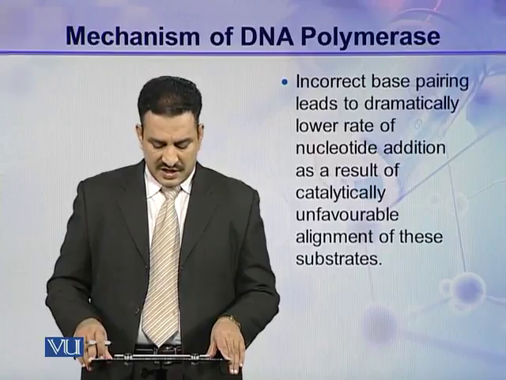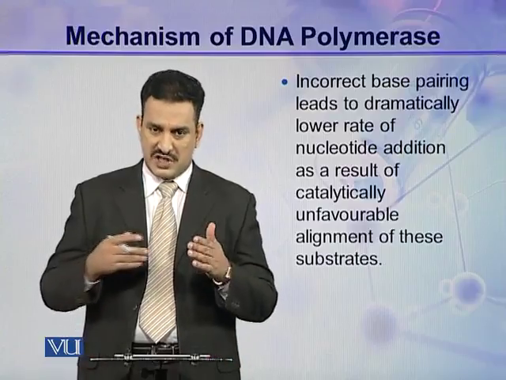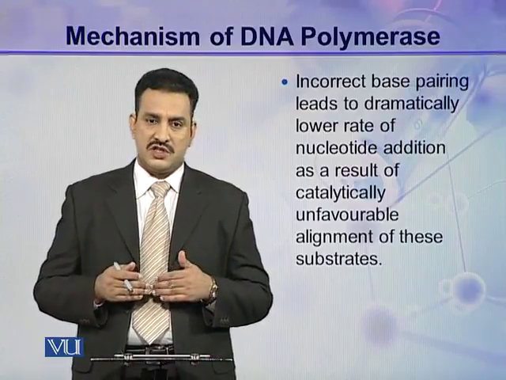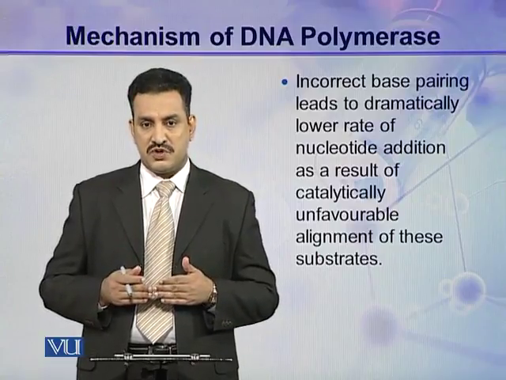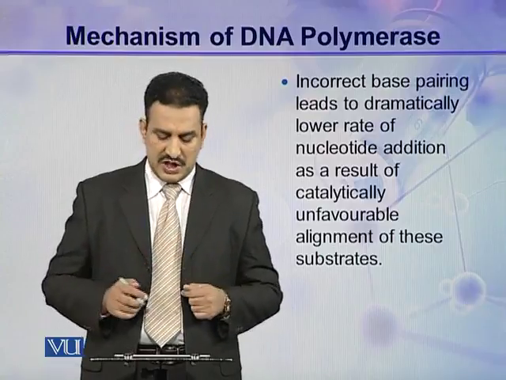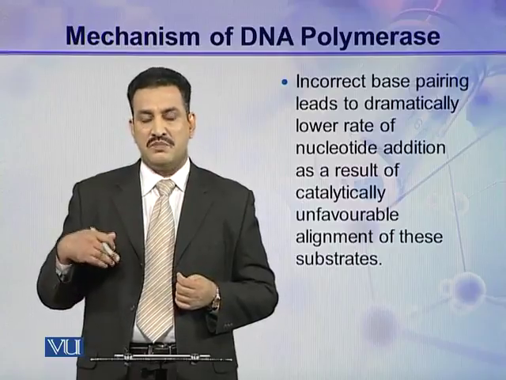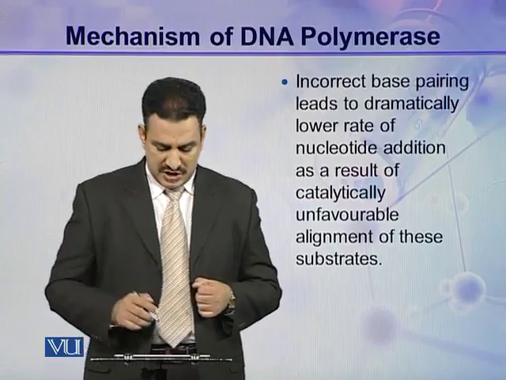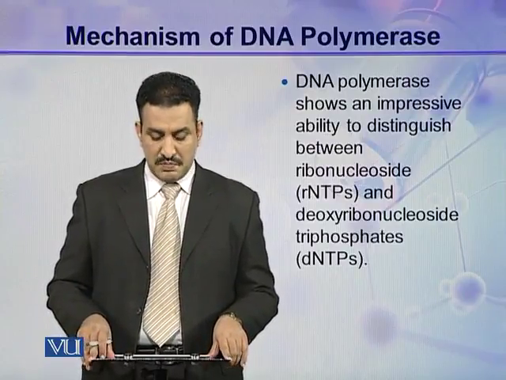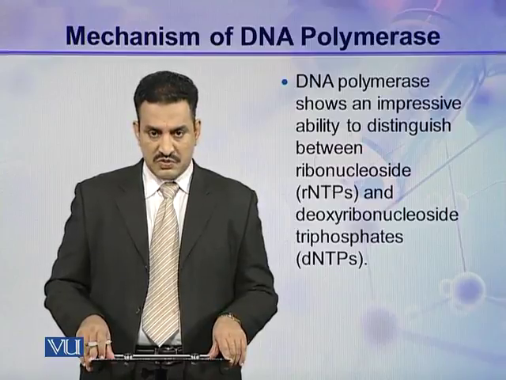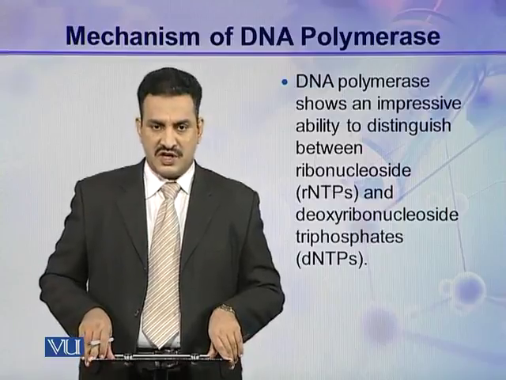because the catalytically unfavorable alignment of these substrates will take place, and the catalysis will not proceed. Only and only when correct alignment takes place will this catalysis proceed, and correct alignment will only take place when the correct nucleotide comes to join with the existing template. DNA polymerase shows an impressive ability to distinguish between ribonucleoside triphosphates and deoxyribonucleoside triphosphates.